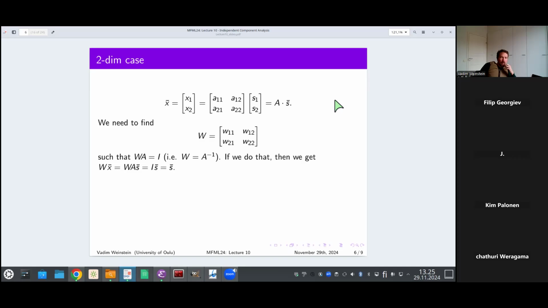Once we do that, when we multiply our observation by this W, we will get back the original signal, because W times X is the same as W times A times S, and we assume that W has been found such that W times A becomes the identity matrix, so it's just S, okay.